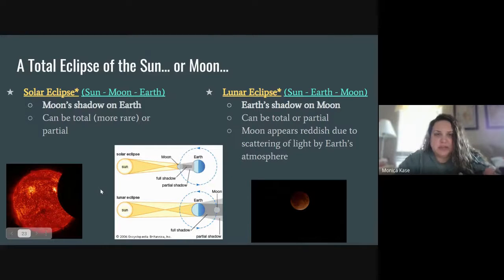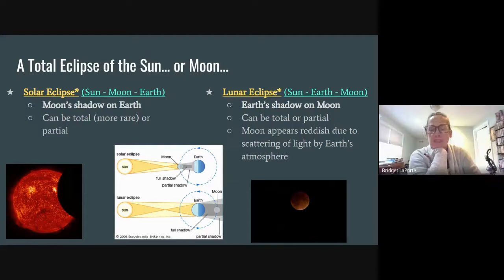And then we have our lunar eclipse, which is our sun, then the earth, and then the moon. And this is where our Earth's shadow is on the moon, right? And the moon appears more reddish due to that light that's being scattered by our atmosphere here on Earth. Typically, you can see them best at different parts of the globe when they happen, because again, it all has to do with alignment. So sometimes the solar eclipse can only be viewed from certain other countries or places. And yes, within the last few years, there was an eclipse that you were able to see in our neck of the woods. So a lot of people were out and about going around the country to get in good spots to see it.